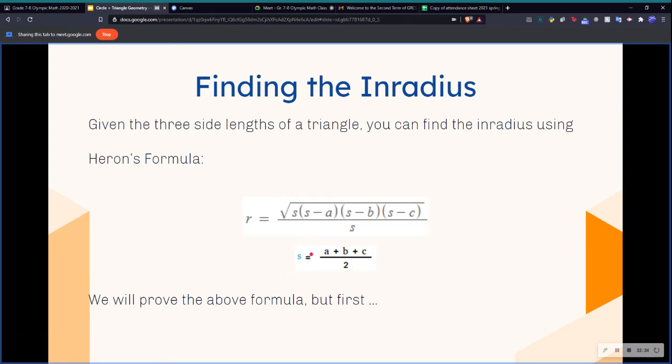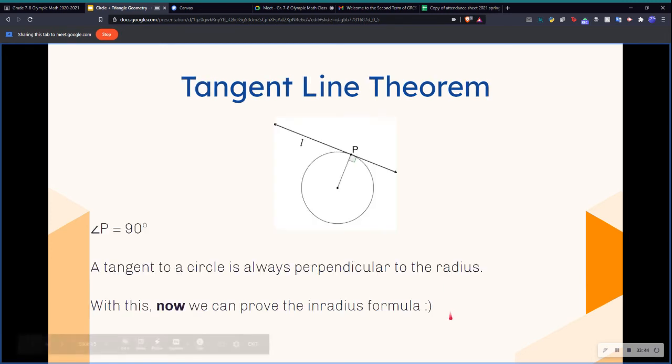We're actually going to prove this formula. It's easier than proving Heron's formula by itself. But first let's use another concept. We're going to use this tangent line theorem right here. You might have seen this in that diagram we saw a couple slides ago. You might have noticed it slightly. But tangent lines are always perpendicular.